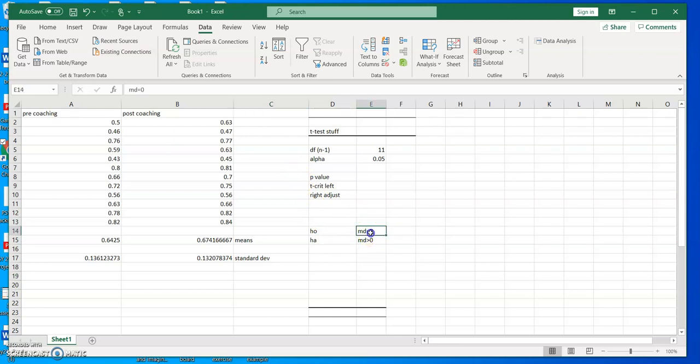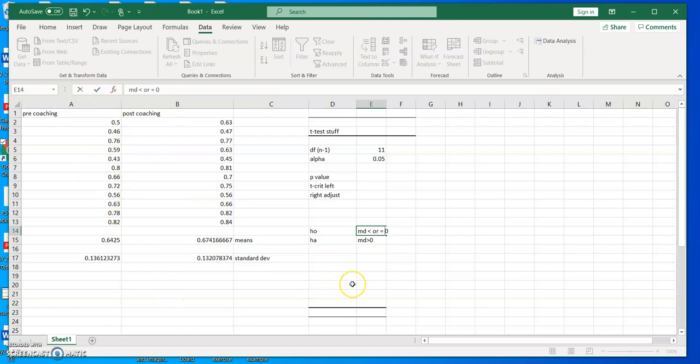I suppose I could even revise this null hypothesis a little bit, right? Because in a one-tailed test, I would also want to keep in mind the condition where they actually got worse, and that the mean difference was less than 0.